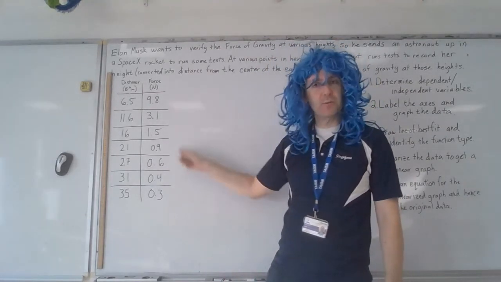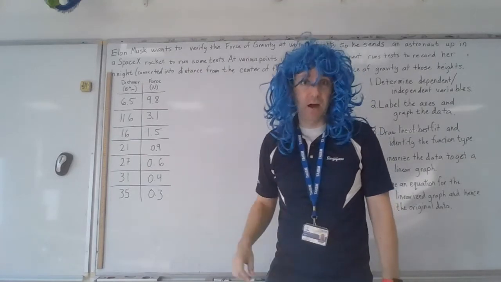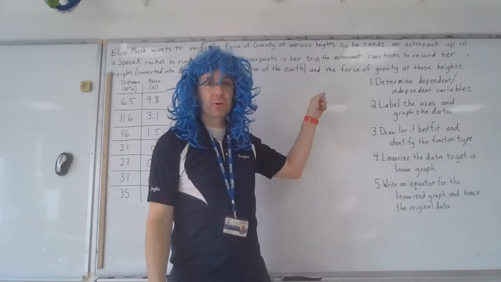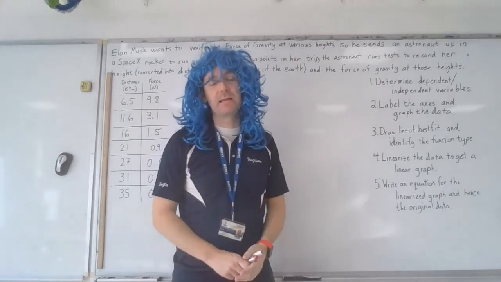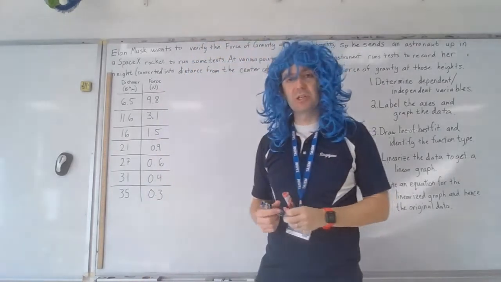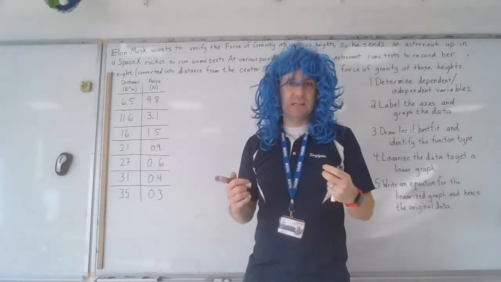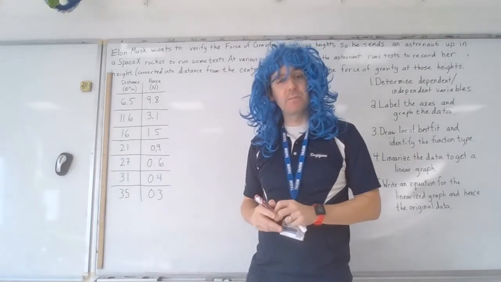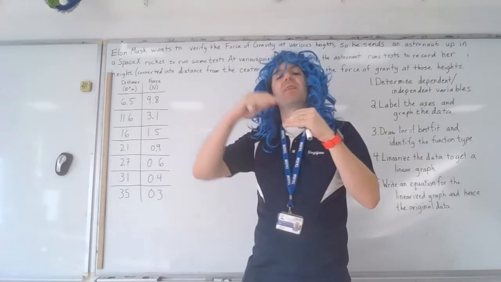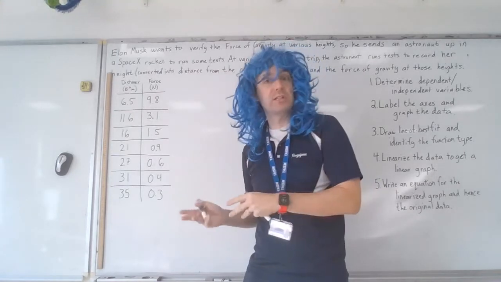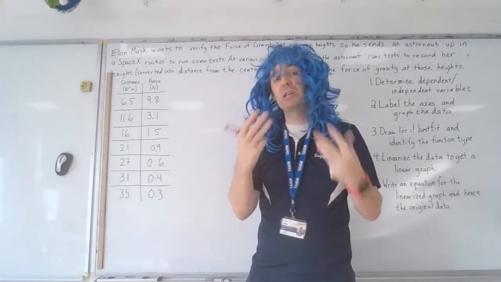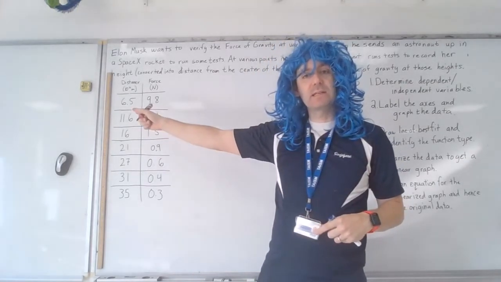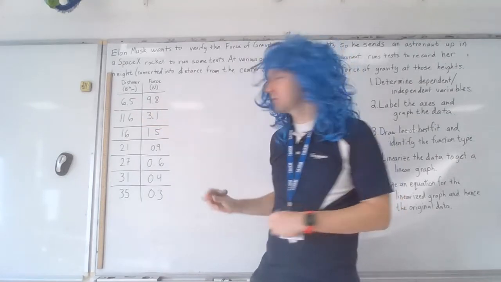She also records the forces. We can see that here in the SI unit of newtons. All right, so we're going to go through the same process that we did before. The first thing we're going to do is determine the dependent and independent variables. The independent, remember, is the variable that she is recording first or that she has control over. That is going to be the distance, because when she gets to a specific distance, that's when she records the force. And the force is going to depend on what distance she decides to measure data at. So we've got independent for the distance and dependent for the force.